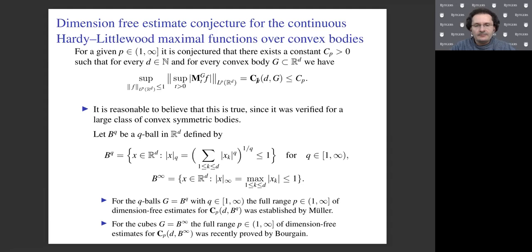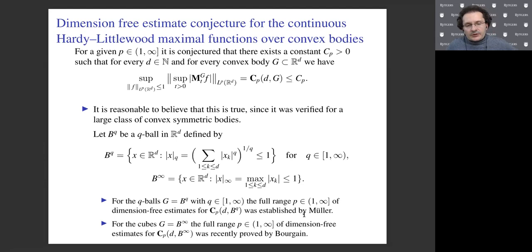These are the balls which are induced by the small l^q metrics. So for instance, when q is equal to 2, this is the usual Euclidean ball. When q is equal to infinity, this corresponds to the case of cubes. And in this case, when we consider q-balls, and we consider all q between one and infinity, excluding infinity, in the full range of p, it was shown that the optimal constant is independent of the dimension. And that's the result of Müller from the 1990s.